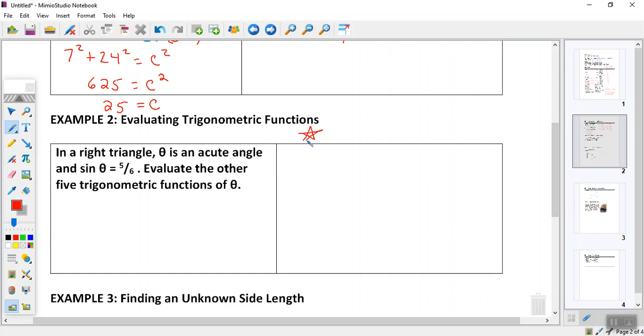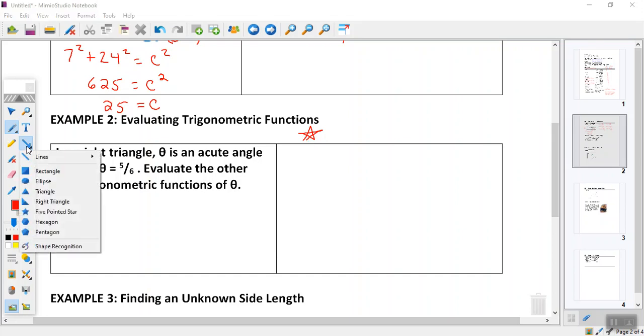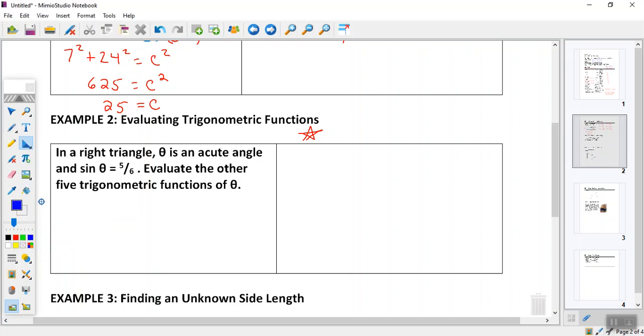Understand this, every triangle we're working with in this first section is what type of triangle? If you're not sure where to even start, the first thing you can do is draw one. It says first of all, in a right triangle. I'm going to draw this right now. I'm just going to make a right triangle, like that.